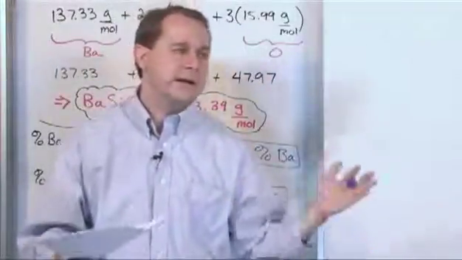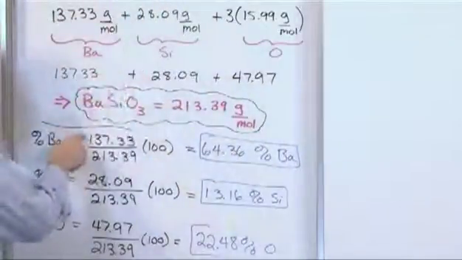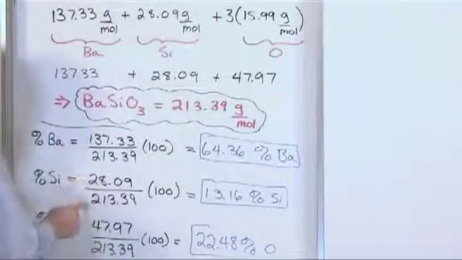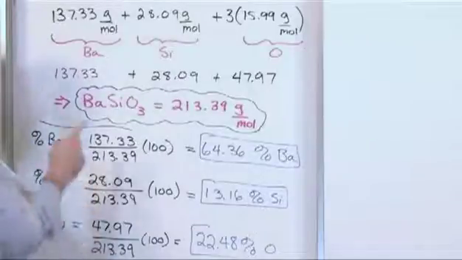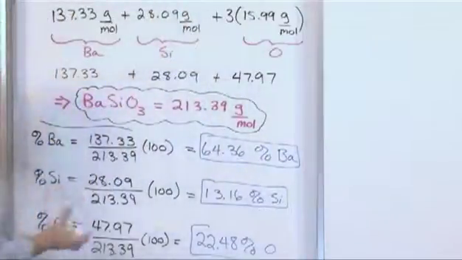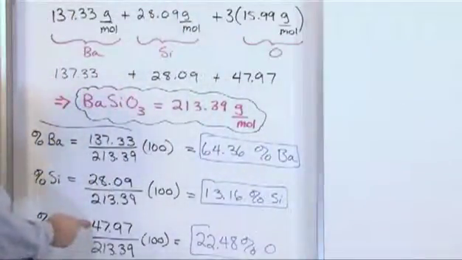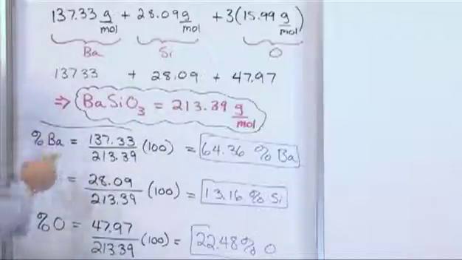Then when you want to find the percent of each element in there, you've got to go back through the formula and set up part over whole, part over whole, part over whole, each time using the mass of that particular element, including how many subscripts we have, because that's going to be the total amount of oxygen in this in grams per mole. This is the total amount of silicon in grams per mole. This is the total amount of barium in grams per mole.